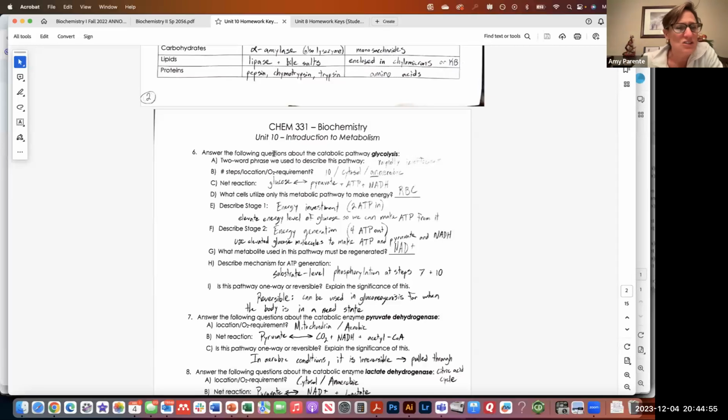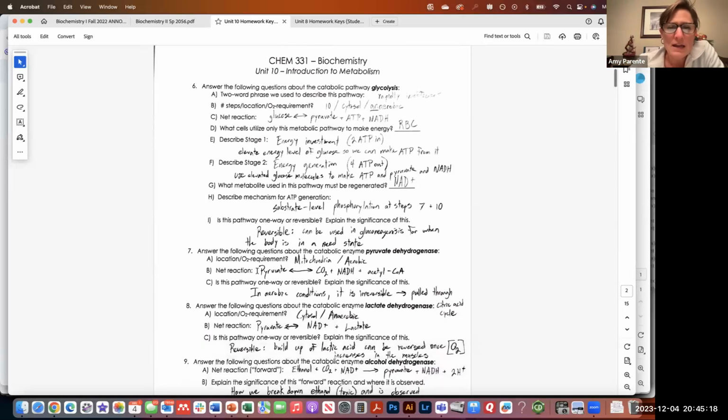This is a nice way to summarize the slides that we had in a consistent way. So you know the nuts and bolts and the meat of things that you need to know in terms of what's the net reaction, how many steps is it, where does it occur, anaerobic or aerobic, and if there are stages, what are the main things that happen in those different stages.